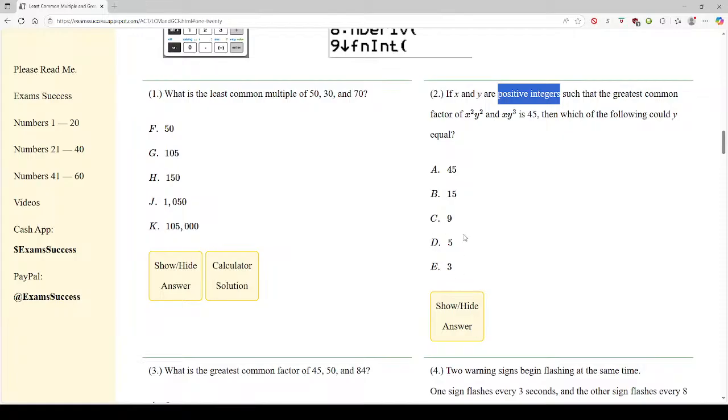Now, with this, can you solve this under a minute? Yes, you can, by process of elimination. If you look at A, B, C, you can tell it's not going to work. The main thing is for you to know how to get the GCF, and then you do process of elimination.